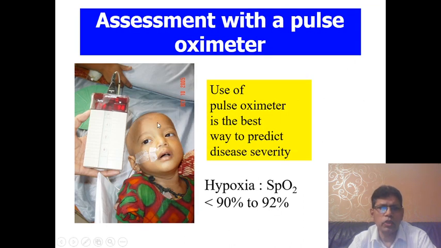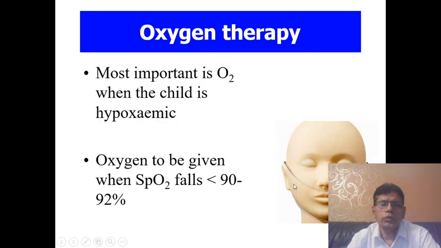And this is the pulse oximeter instrument for non-invasive assessment of oxygen status of the child. And this is very important for predicting disease severity. We label the child hypoxemic if the saturation is below 90 to 92%. We should give oxygen therapy, most important, and again I mention, when the saturation is less than 90 to 92%.